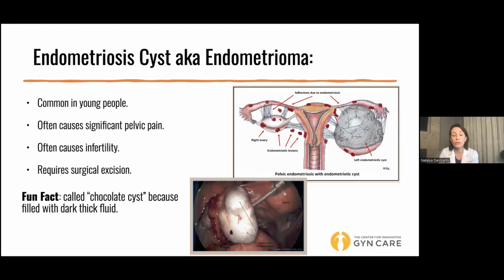And what do we have in the ovaries? We have little follicles with eggs in them. So if those eggs are destroyed, then you can't get pregnant. Endometriomas do require surgical excision unless they're very, very small and were found incidentally. But again, just like dermoids, endometriomas do grow over time. So typically it's really just a matter of time before you would have it excised if you're trying to wait. Fun fact is that they're often called chocolate cysts because they're filled with dark, thick fluid that looks like melted chocolate.